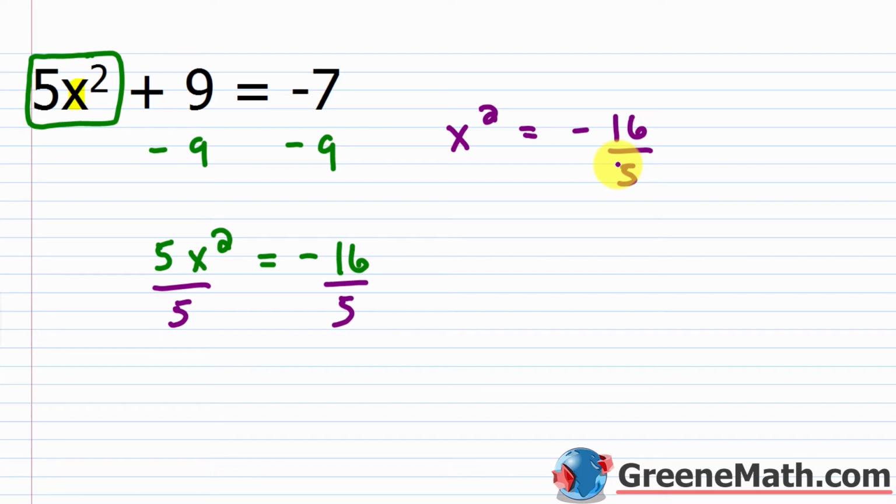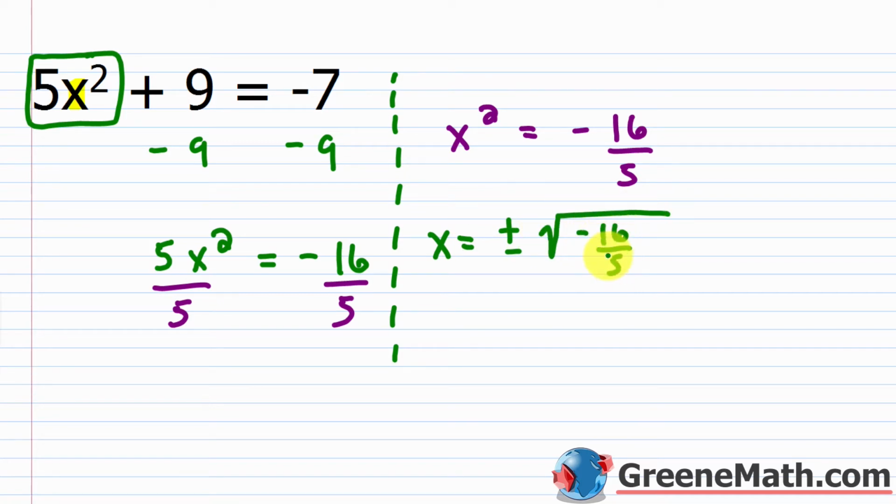Okay, so now we have x squared equals some number. So now I'm going to use my square root property. Let me kind of divide this up. We're going to say that x is equal to plus or minus the square root of negative 16 fifths. Now there's a few things here. We have the square root of a negative, so we're going to use our imaginary unit i to simplify this. So I'm going to say that x is equal to plus or minus.